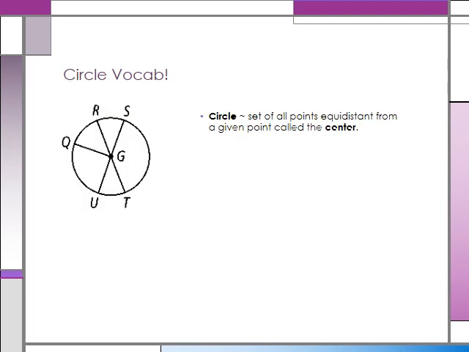So a circle is a set of all points equidistant, which means the same distance, from a given point called the center. Okay, and when we name the circle, we say circle G. We use its center, which is right there. So its center is G, and we name it using the circle and then this symbol.